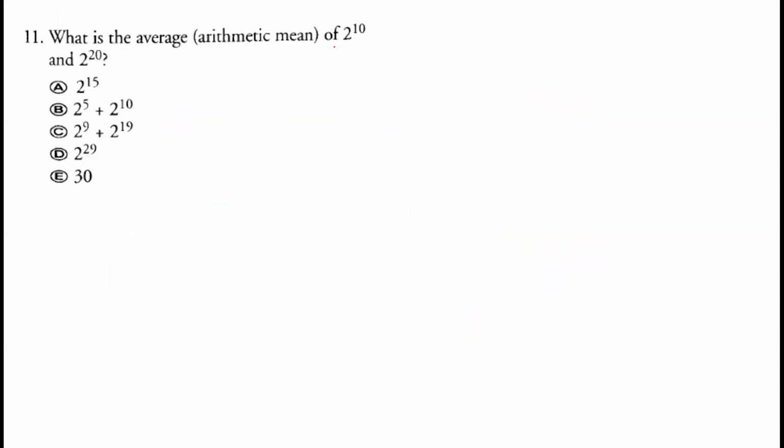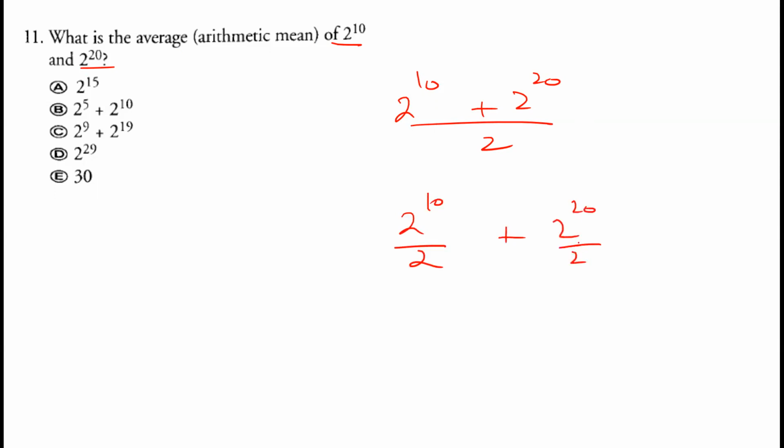Now, what is the average of 2 raised to power 10 and 2 raised to power 20? So 2 raised to power 10 plus 2 raised to power 20, and we have two numbers, so we need to divide by 2. Simplistically, we can write 2 raised to power 10 divided by 2 plus 2 raised to power 20 divided by 2. This can be written as 2 raised to power 10 minus 1, because the 2 is 2 raised to power 1 in the denominator, so in the numerator it becomes minus. And this can be written as 2 raised to power 20 minus 1. So 2 raised to power 9 plus 2 raised to power 19. So option C is correct.